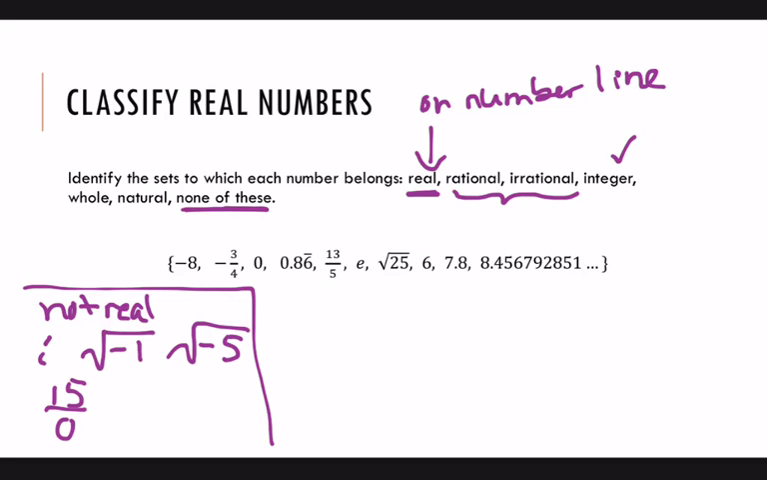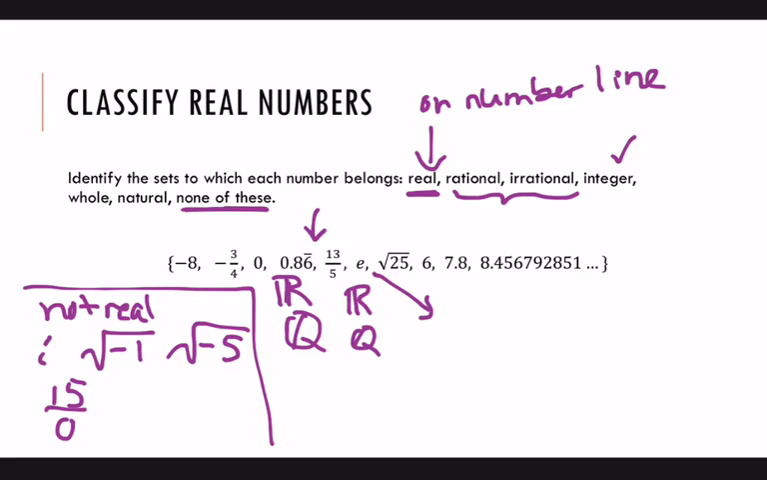All right, 0.86, and then remember the little line over it means that the 6 continues on and repeats forever. So this is a repeating decimal. Okay, so this one is real. This one is rational, since it's a repeating decimal, but it's not an integer, and therefore it's not whole and it's not natural. 13/5, that is real, rational, not an integer, not whole, not natural.